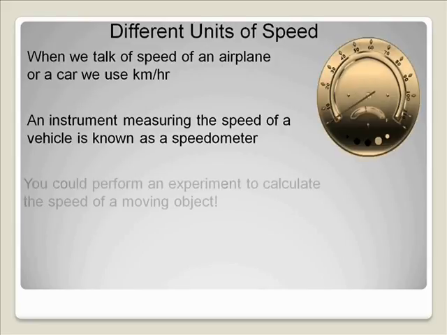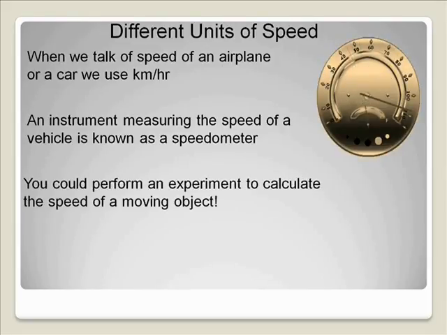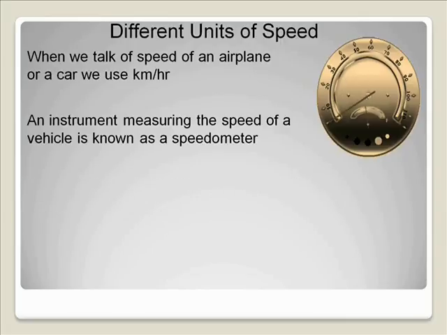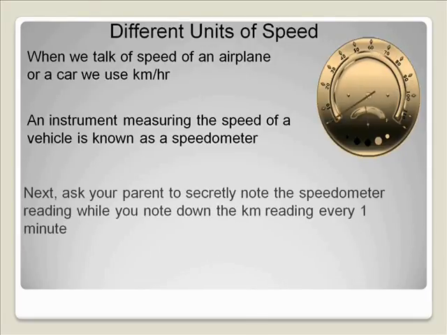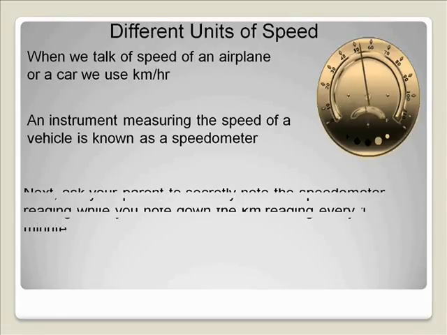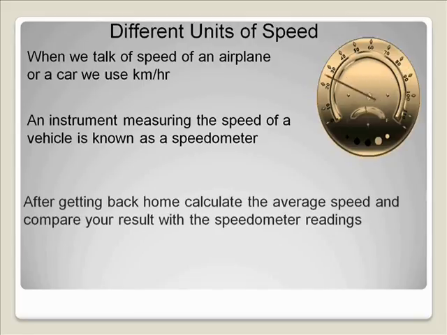You could perform an experiment to calculate the speed of a moving object. Ask your parent to take you for a drive at a constant speed in a car or scooter on a not too crowded straight road. Next, ask your parent to secretly note the speedometer reading while you note down the kilometer reading every 1 minute. And getting back home, calculate the average speed and compare your result with the speedometer readings. Are they the same? You need to check that out to know the answer.